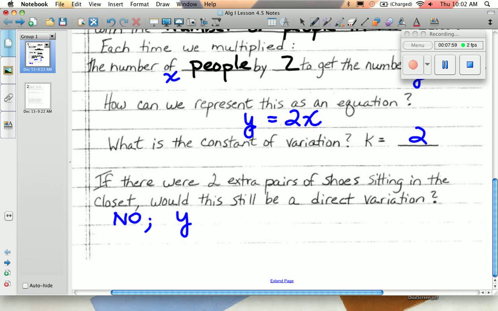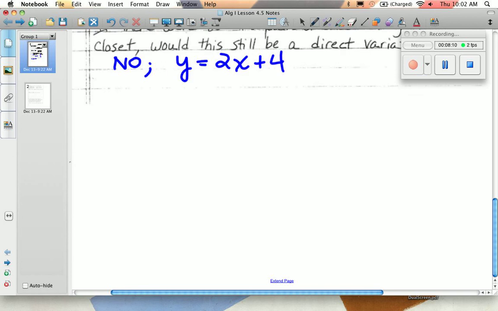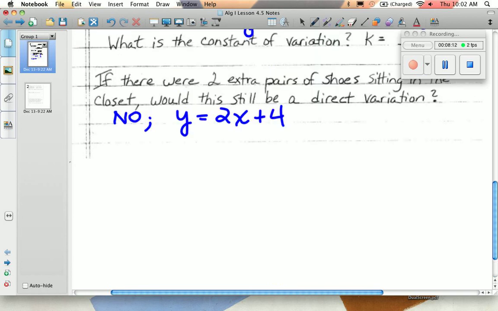Y equals, what would the equation be? 2x plus 4. Take the number of people, multiply by 2, add those extra 4 shoes that are in the closet, and then you'll get the number of shoes that are in the room. So this is not a direct variation anymore.